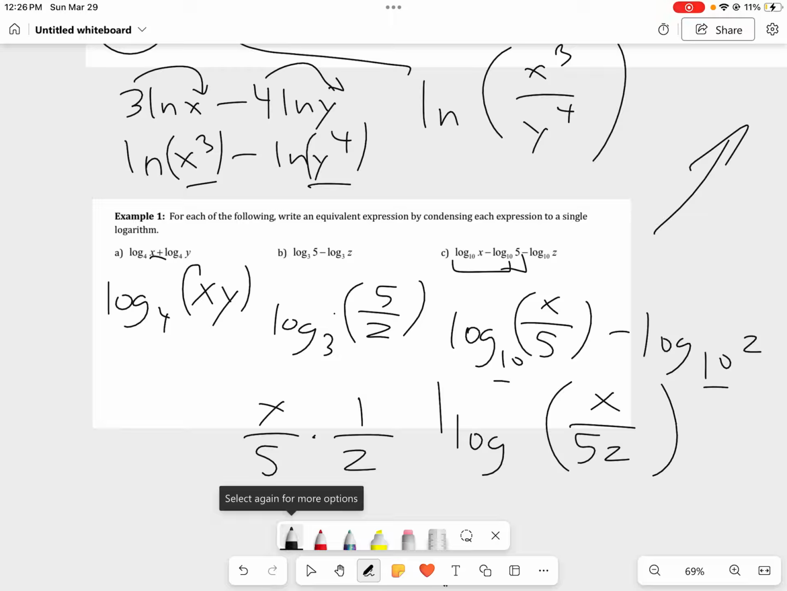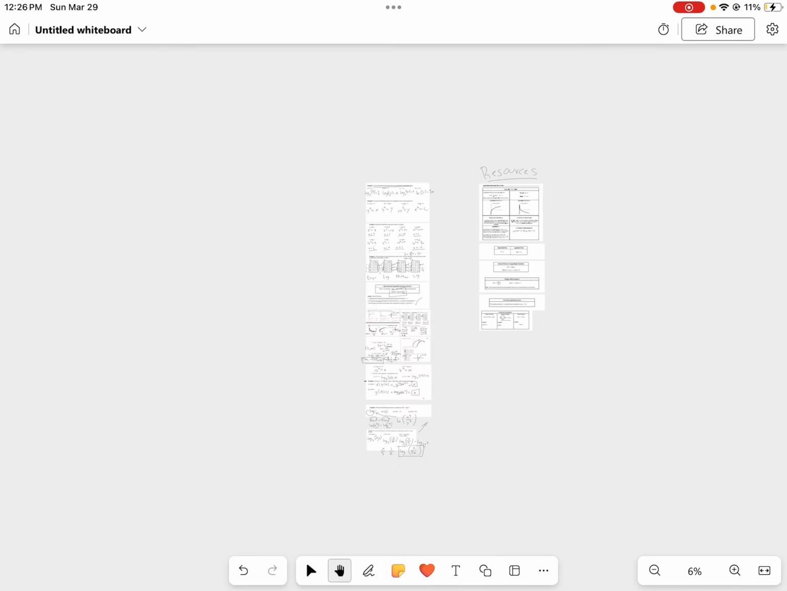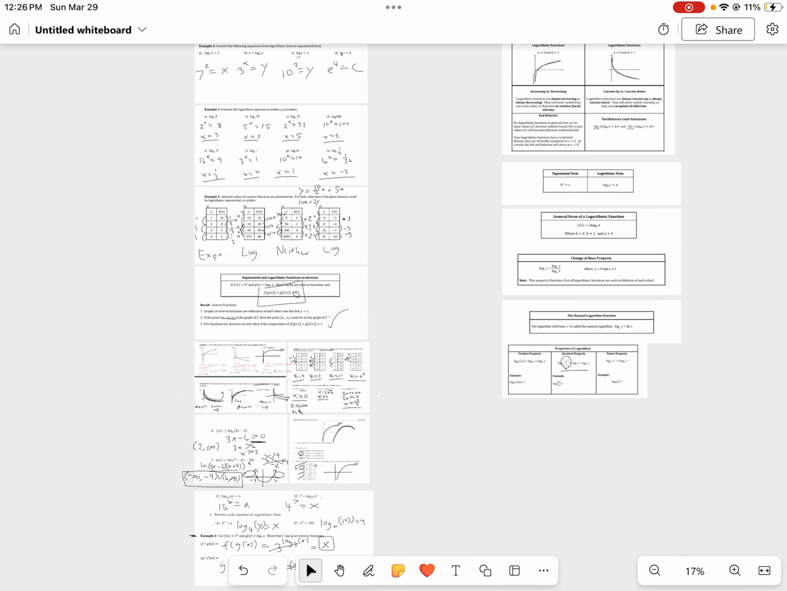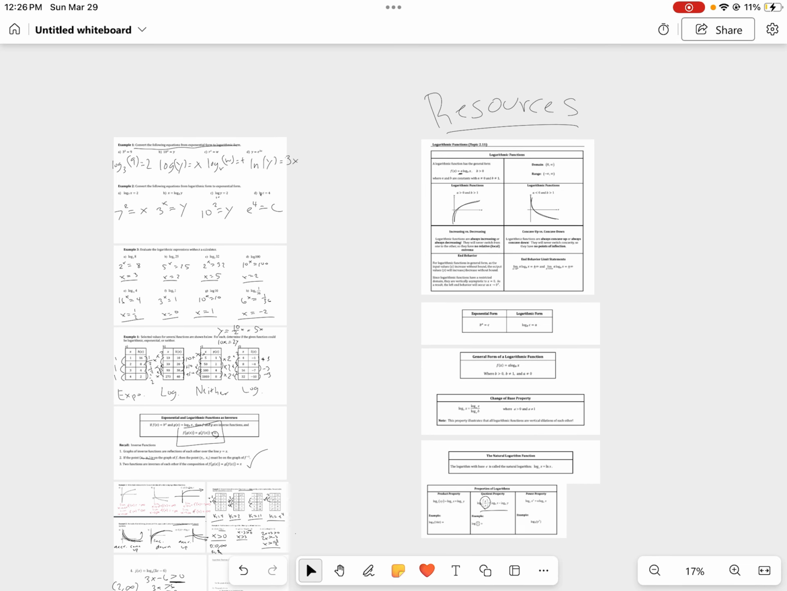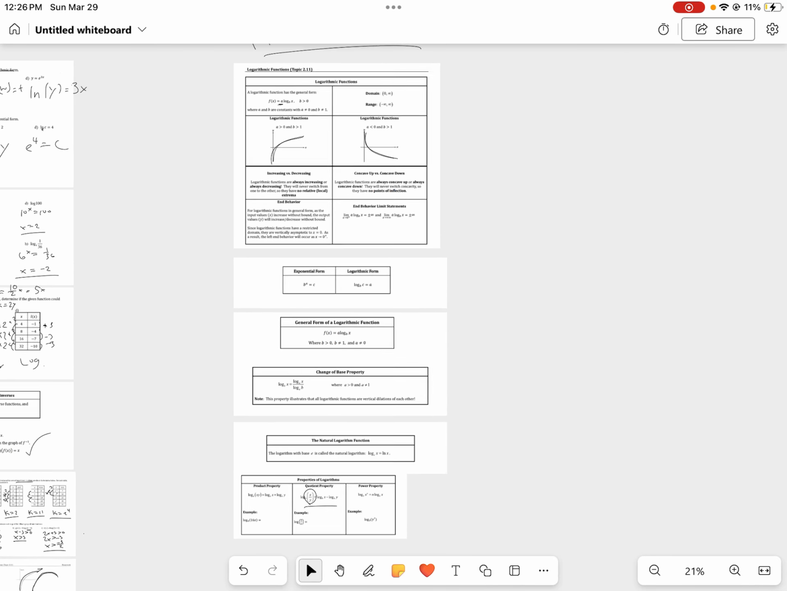10, but I'm not going to write the 10 because that's how it's supposed to be. Okay, and there is one single logarithm for everything. Oh, yeah, that's everything. Great. So these are the resources that you'll need.